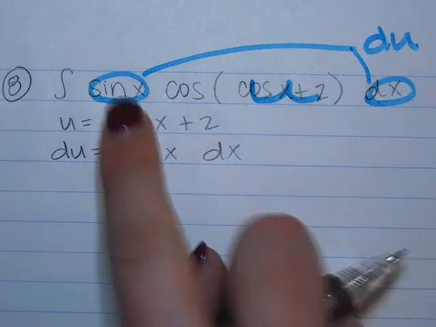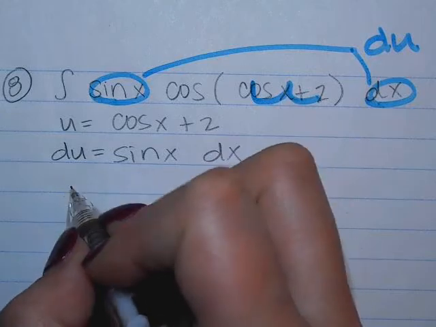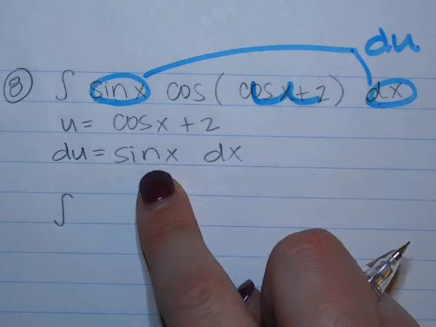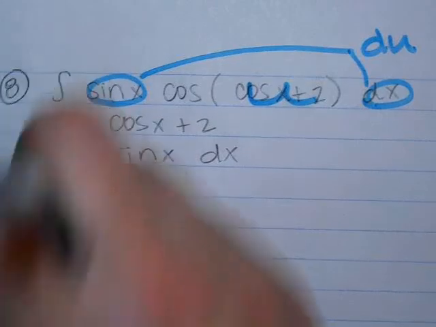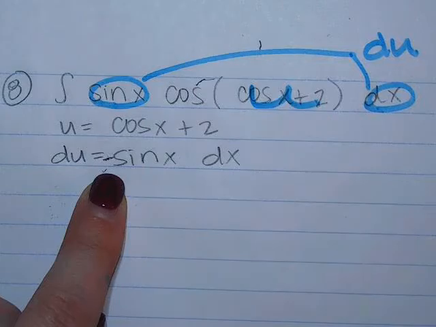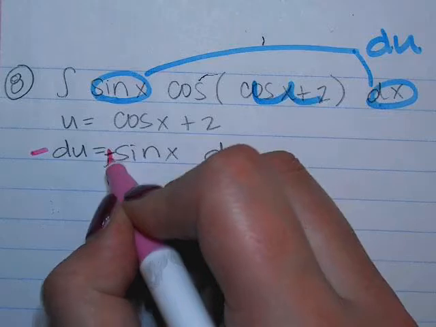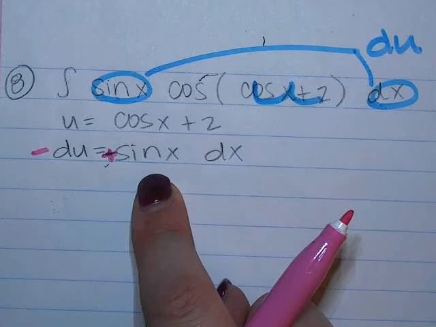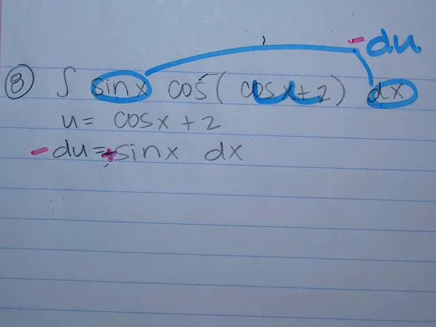Okay, so this was our du exactly, which means we can just write down what we have left over, right? Wait, what's the derivative of cos? Negative sine. We almost have it. See how we don't quite have it? What's wrong with it? So we have to multiply by negative 1. So we're going to multiply the negative over to this side, make that positive. So the derivative of cos is negative sine. So this is actually a negative du.